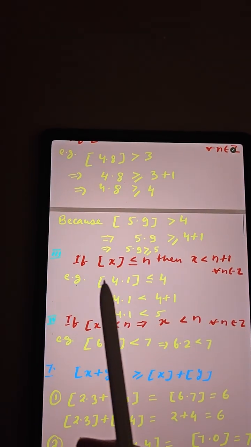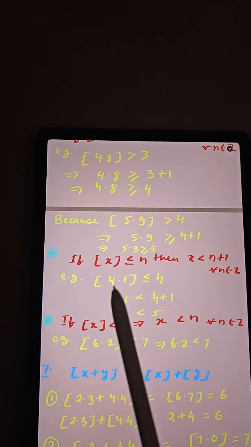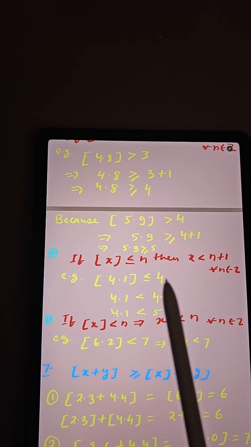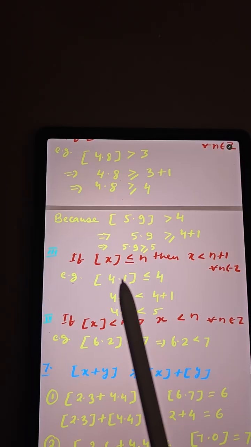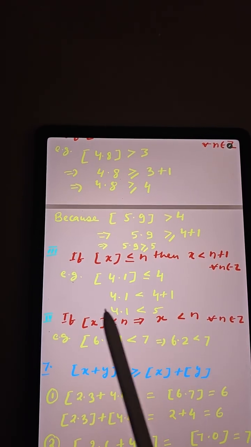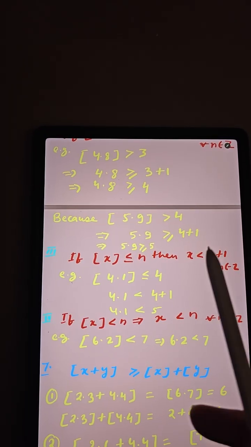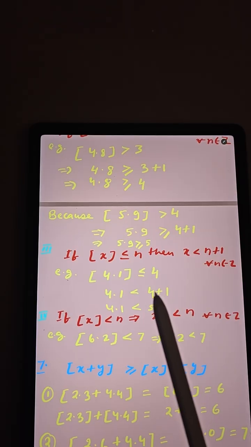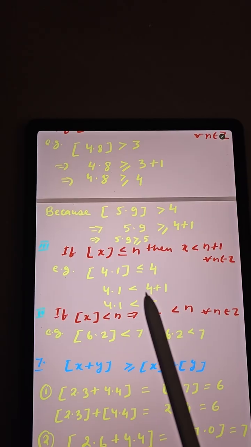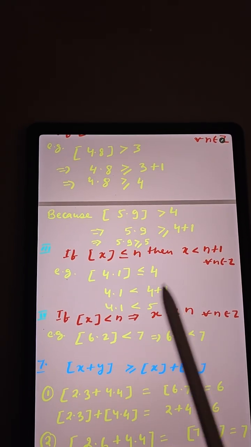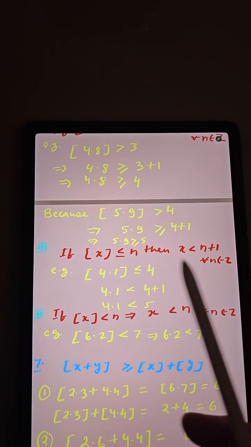Third property: if the greatest integer function of x is less than or equal to n, then x will be less than n plus 1. Let us see. The greatest integer function of 4.1 is less than or equal to 4. Its value is 4, and 4 is less than or equal to 4, no problem. Now 4.1 will be less than 4 plus 1 according to this, because if you don't add 1, then 4.1 less than 4 doesn't hold true. Yes or no? For that reason, 4.1 is less than 4 plus 1, that is, less than 5. This is the meaning of this property.